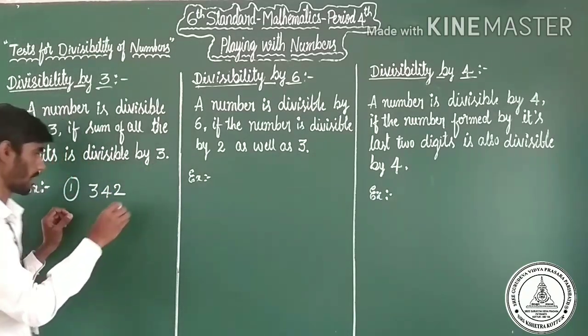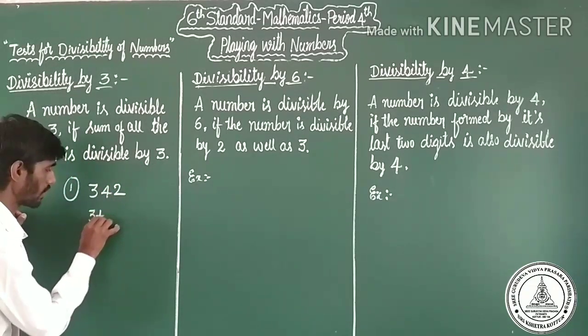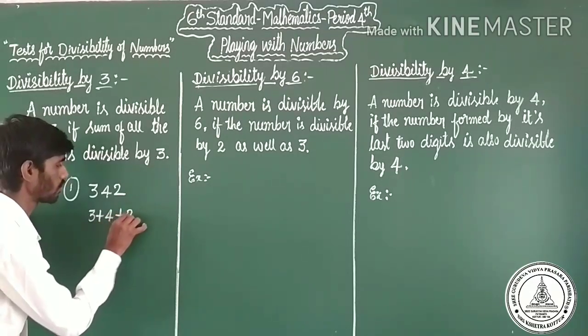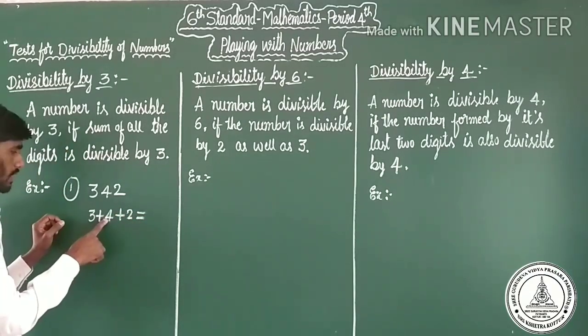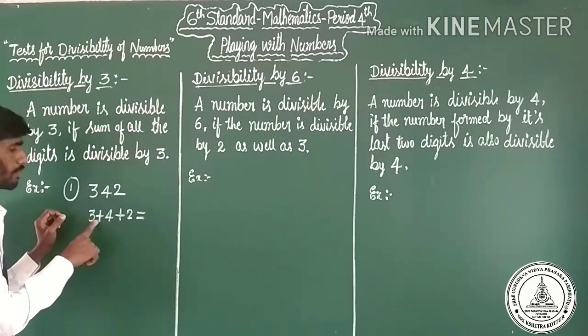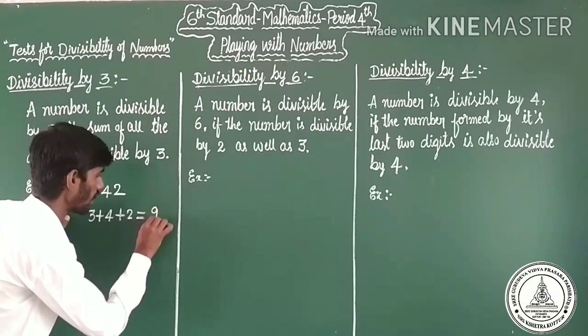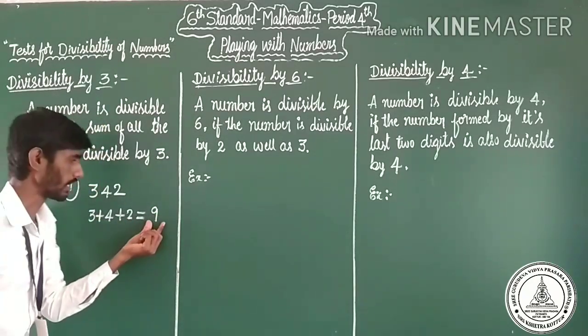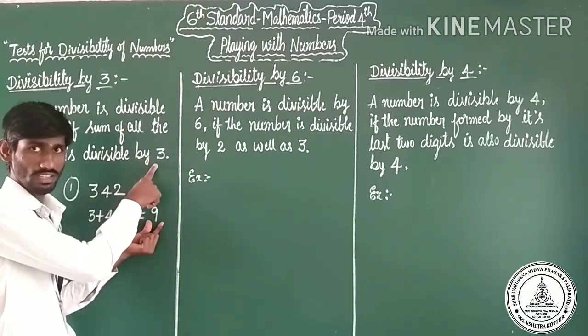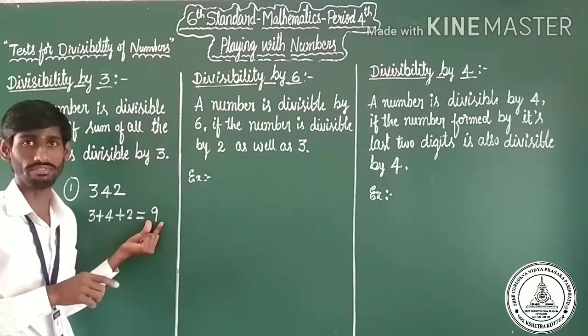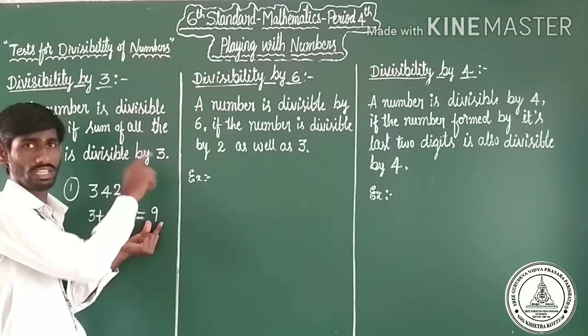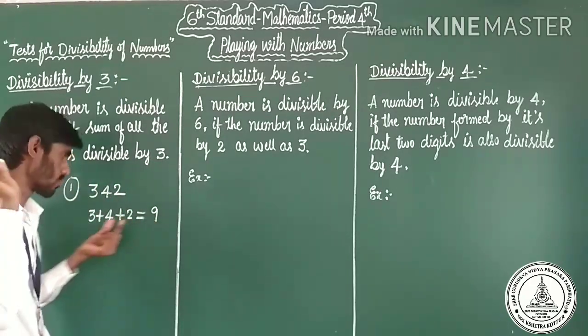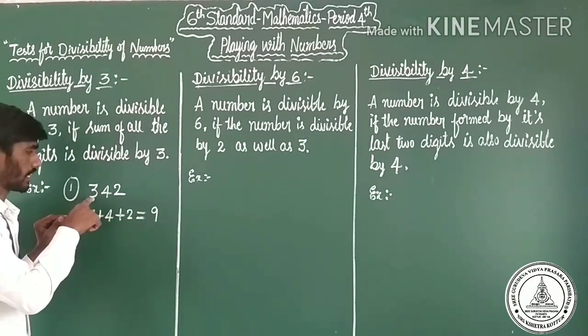Observe here, 3 plus 4 plus 2. What is the sum? 3 plus 4 is equal to 7. 7 plus 2 is equal to 9. Okay, Choto? Is 9 a multiple of 3? Of course, 9 is a multiple of 3 because 3 threes are 9. So you may decide yourself.